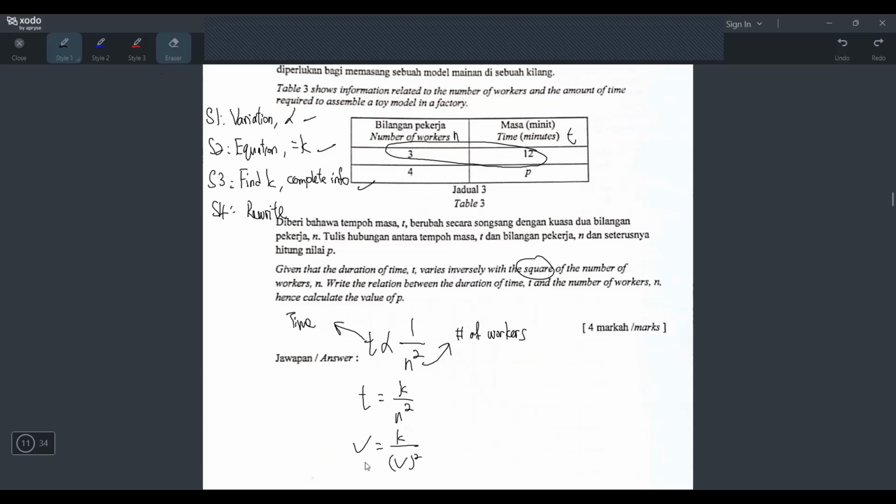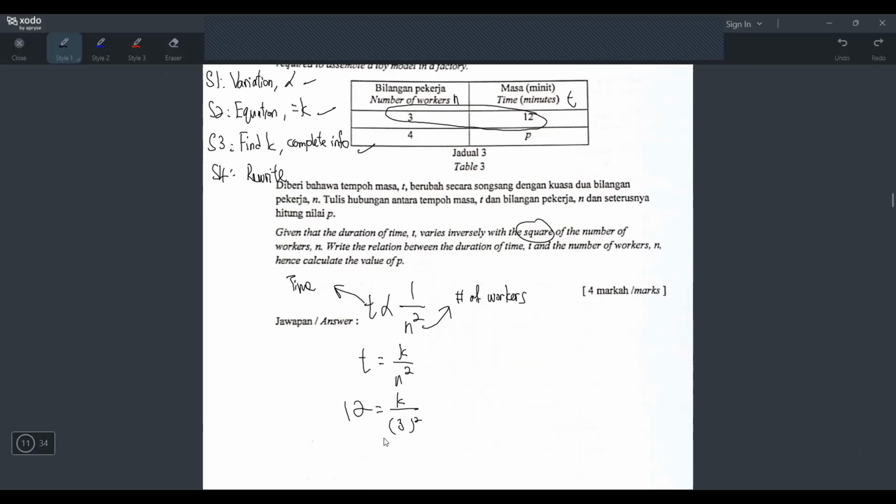Okay, so now I will substitute. So T is what? You don't write 3, wrong. You have to write 12. Look carefully, the T is 12. And then the N is 3. That's why I said just now it's very important to know what the letter represents. So now you can find your K. 3 square is 9. And then you just press 12 times 3 square, or 12 times 9. So you get 108.